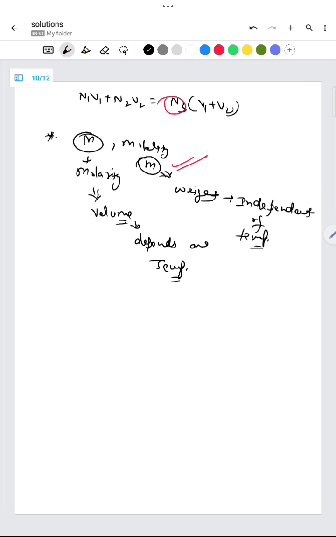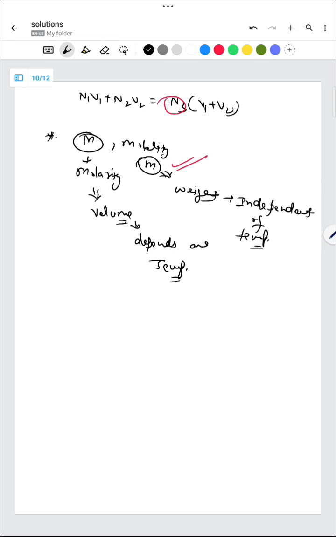Mole fraction also doesn't involve volume, so we can prefer mole fraction also for the representation of concentration. So these are a few concentration terms, and in our next video we will discuss a few numericals for the calculation of concentration, so that we can clarify all these concentration terms easily, and see how we can use them for calculating various amounts or for making different solutions. So thank you.